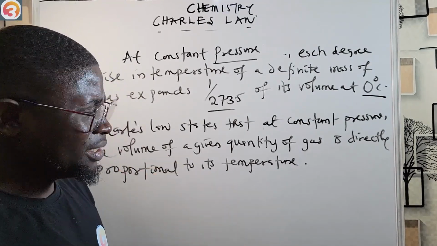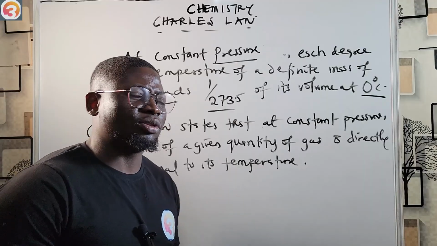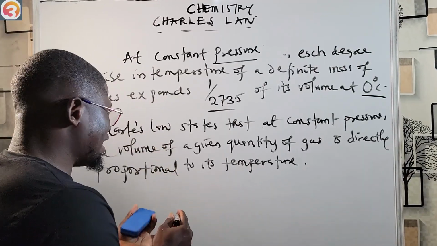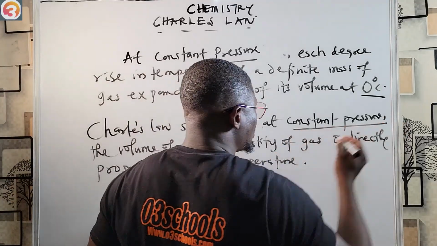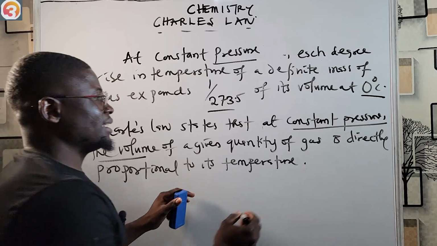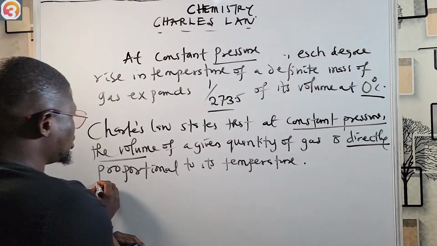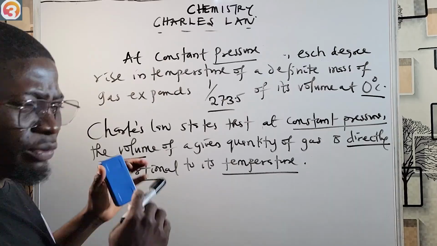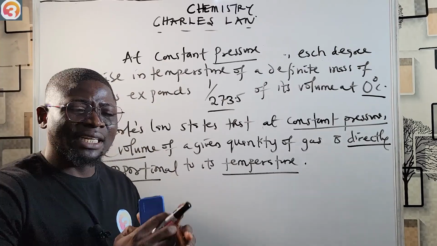Like I said earlier, Charles' law attempts to explain the variation between volume and temperature when pressure is kept constant. So Charles' law is stating that at constant pressure, the volume of a given quantity of gas is directly proportional to its temperature. This is what it's talking about in earnest.